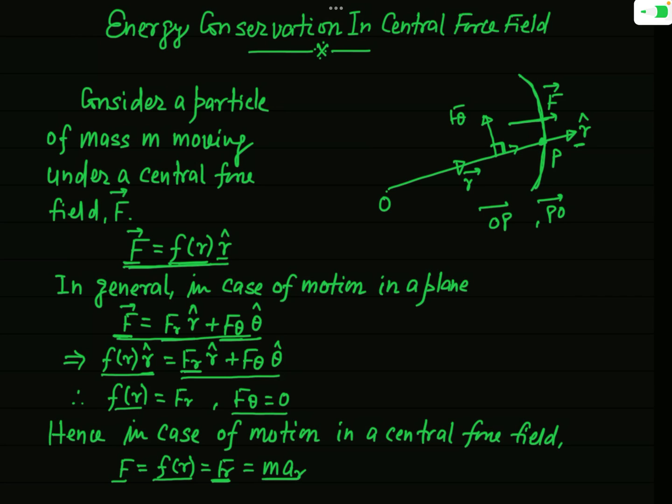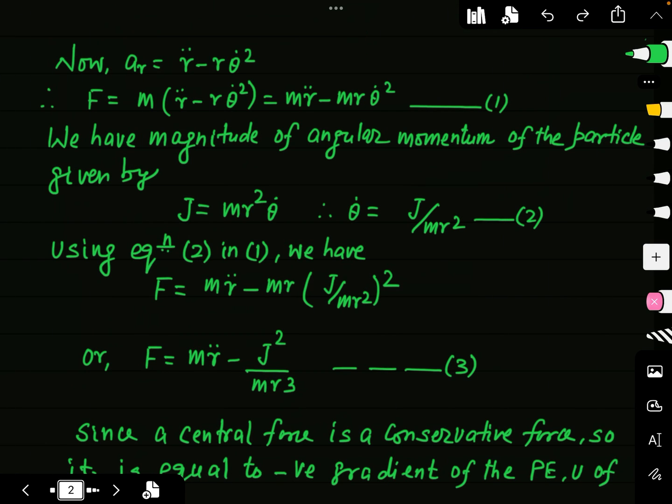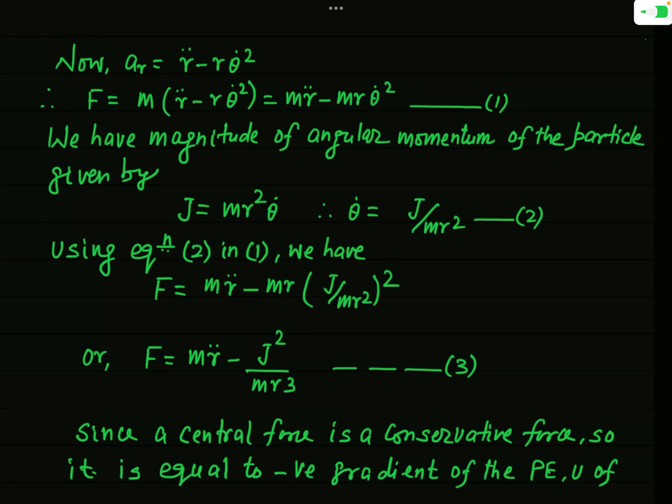Now, in the previous lecture, I discussed the expression for acceleration of a particle moving in a plane in radial coordinates, and we have seen the expression for the radial acceleration a_r. You must always keep these results in your mind. So this is the expression for radial acceleration: a_r equal to r double dot minus r theta dot square, or in other words, d2r by dt square minus r (d theta by dt) square.